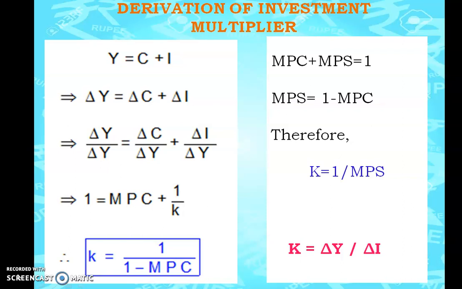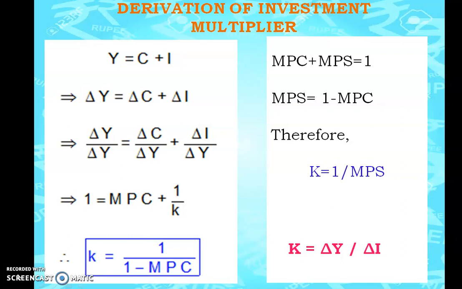If it is positive with MPC, then obviously with MPS, the marginal propensity to save, it will be negative. The more you save, the investments will be less, so automatically your k will be less.